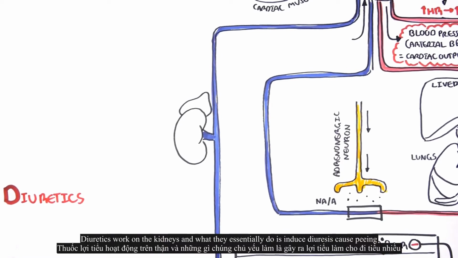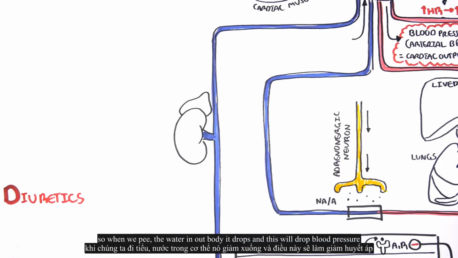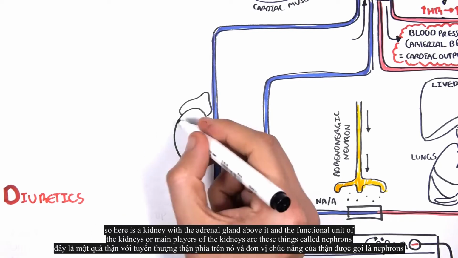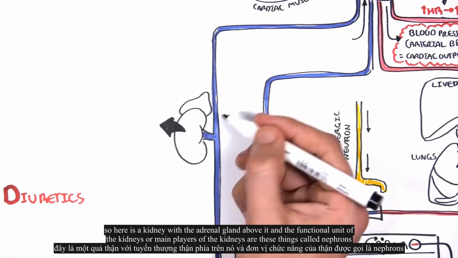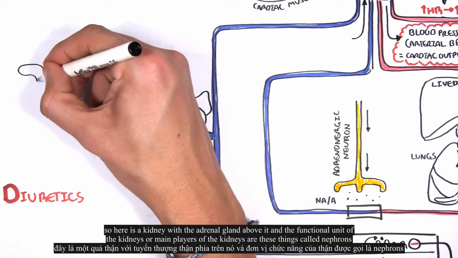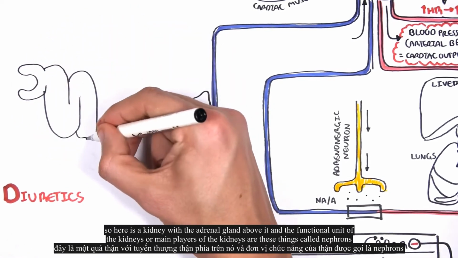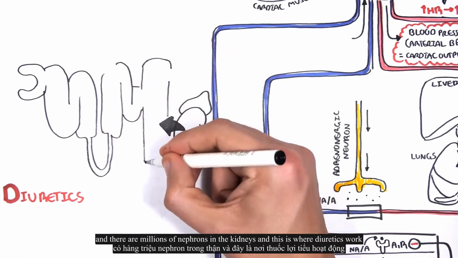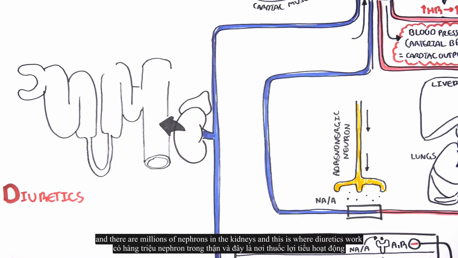Diuretics work on the kidneys, and what they essentially do is induce diuresis, cause peeing. So when we pee, the water in our body drops, and this will then drop blood pressure. So here are the kidneys with the adrenal glands above them. And the functional unit of the kidneys, or the main players of the kidneys, are these things called nephrons. And there are millions of nephrons in the kidneys. And this is where diuretics work.